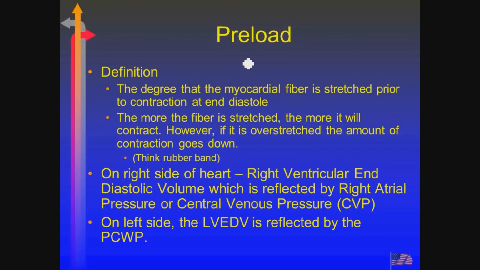Think of a rubber band. If I pull a rubber band this far, it's going to go a certain distance. If I pull a little bit farther, it's going to go further. If I pull too far, it snaps, right? So there's a limit to how much you can end up getting out of this. But what determines that amount of stretch is how much volume is inside that chamber. Let me say that again. What determines how much stretch you get, how much contraction you get, is how much blood is in that ventricle just prior to contraction. We call that preload.